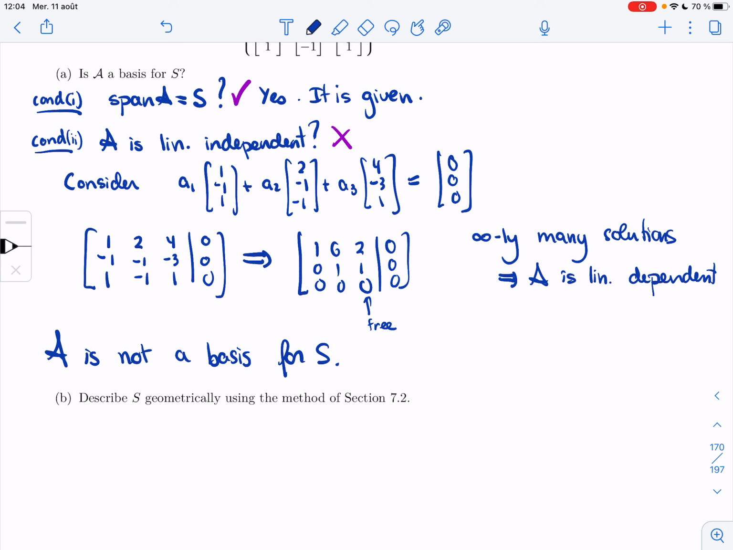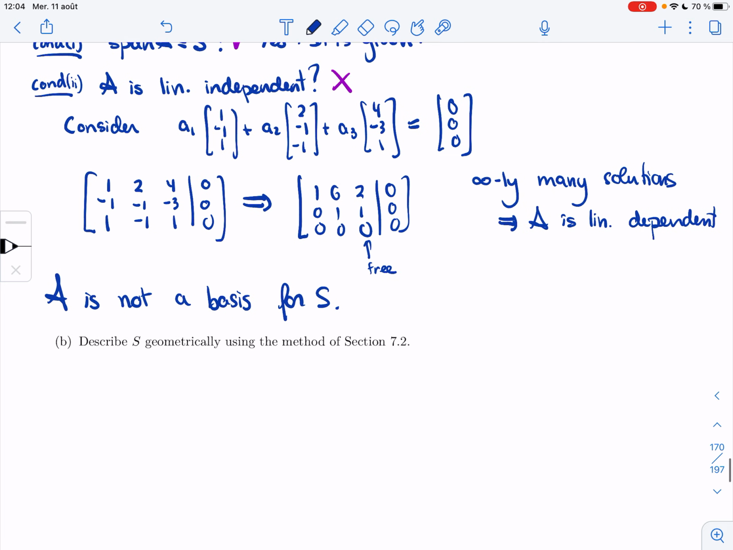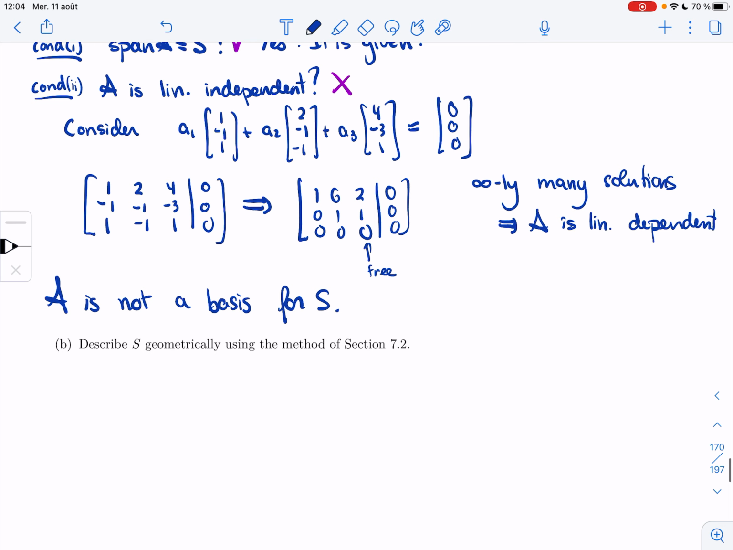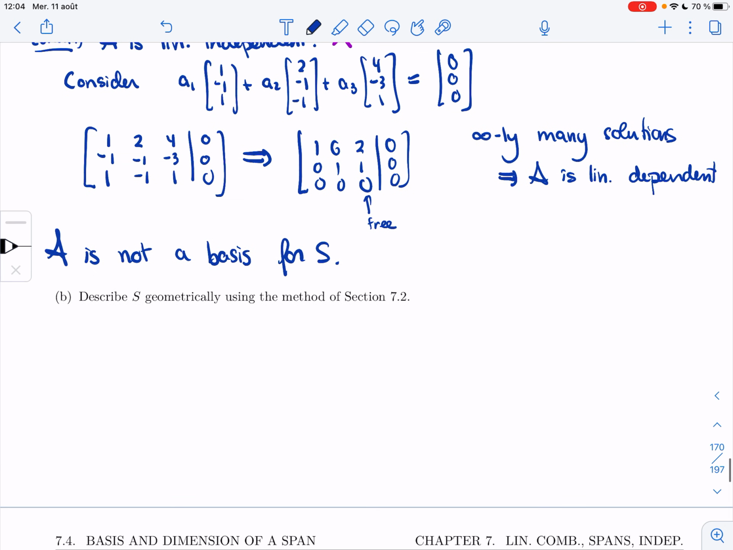All right. So now I want to go back a bit to section 7.2. Since we are in R3, we have more information, more control over what's going on. So I want to describe S geometrically using the method of section 7.2. So let me give names to these vectors. Let me call the first one V1, the second one V2, and the third one V3. So when we looked at the span of three vectors in R3 in section 7.2, we needed to ask ourselves, are those three vectors 0?